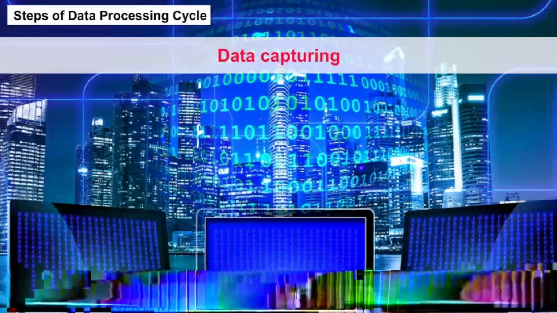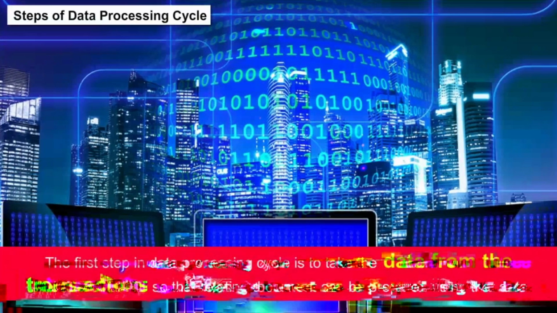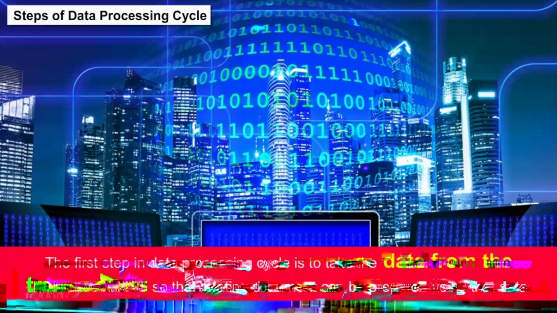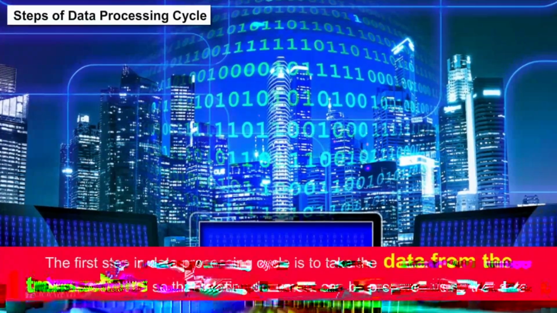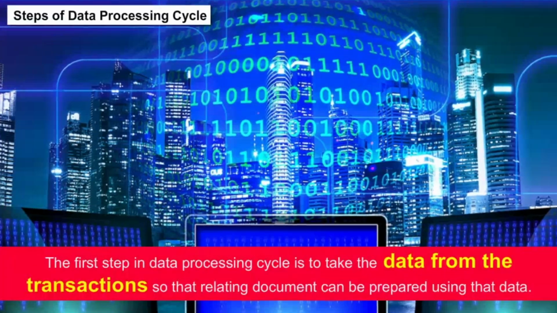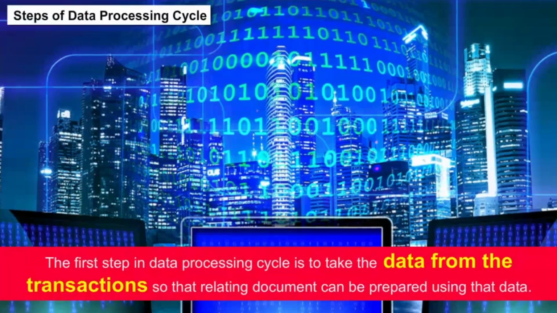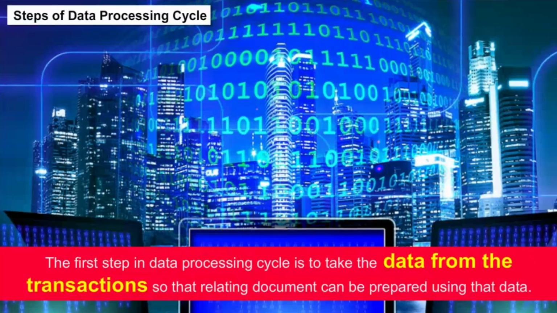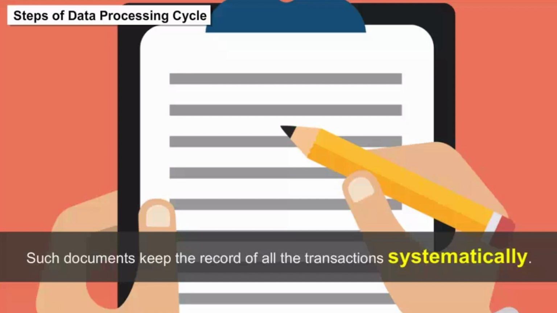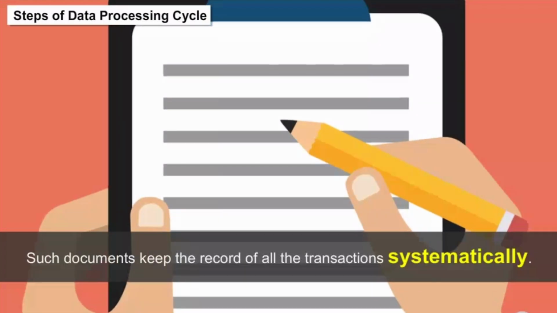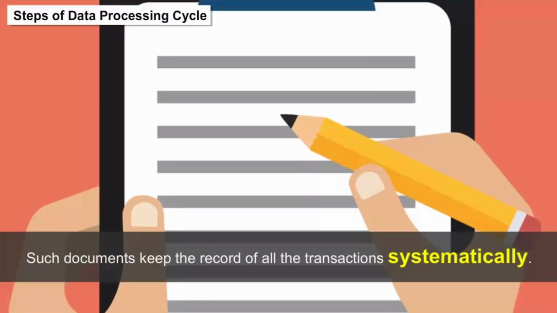Data capturing. The first step in the data processing cycle is to take the data from the transactions so that related documents can be prepared using that data, like we prepare a voucher from the transactions. Such documents keep the record of all the transactions systematically.